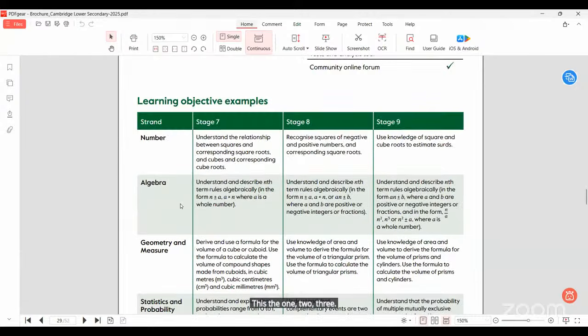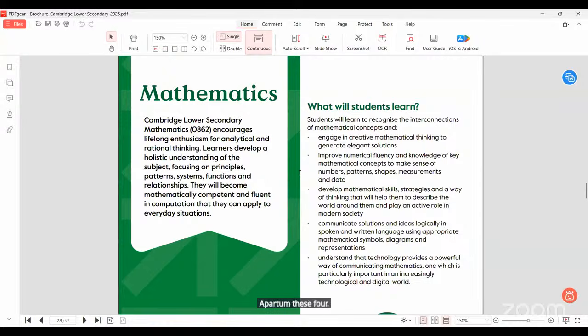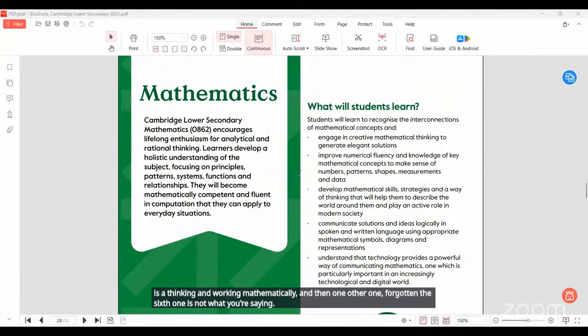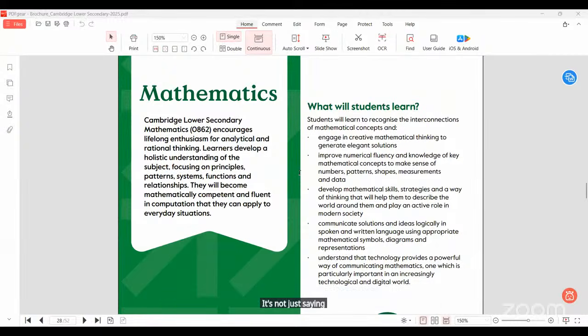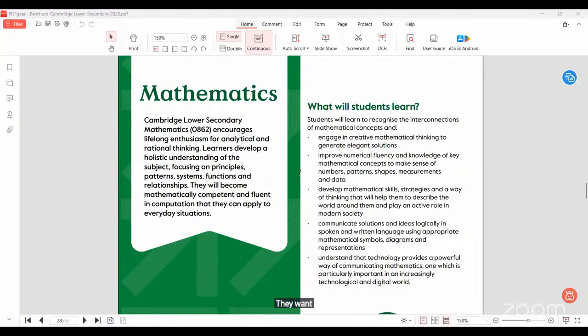Then we have, this is an old brochure. Apart from these 4, we have 2 other ones. Thinking and working mathematically, and then one other one, I've forgotten the sixth one. But the five that I remember very well are the ones I just showed you now.